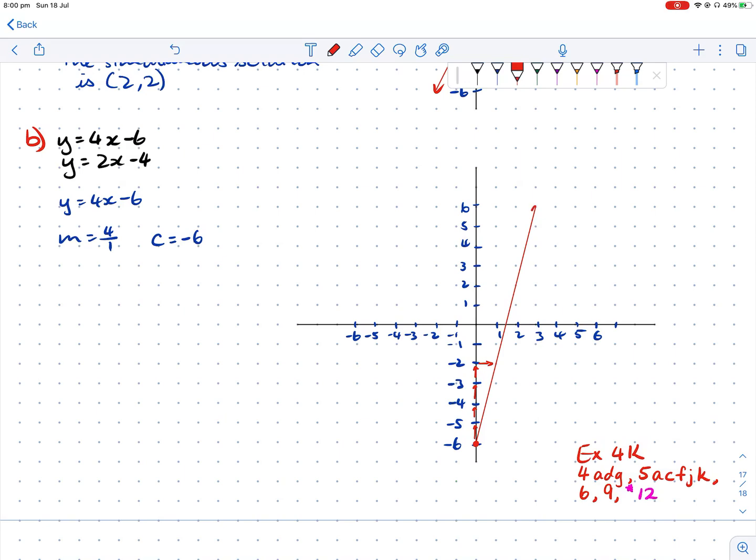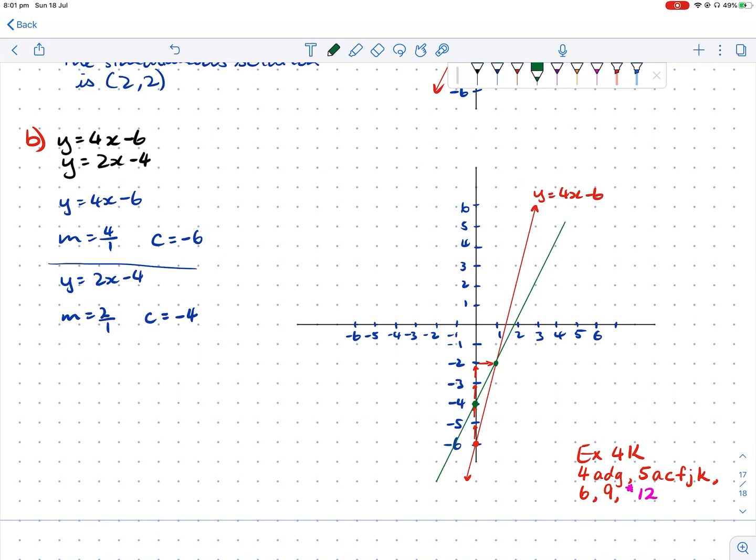So I really should be drawing it going through the point negative 6. Just haven't quite gone there yet. There we go. Alright, so this is the line y = 4x - 6. What we're also going to do is work out the other one, y = 2x - 4. So the gradient is 2, or 2 over 1, and the y-intercept is negative 4. So it's passing through negative 4, and we're going 2 units up, 1 unit. Oh, there we go. I think we've already got our simultaneous solution.